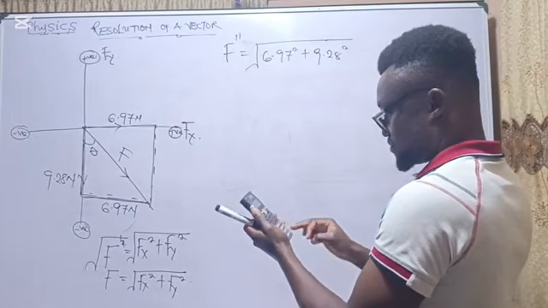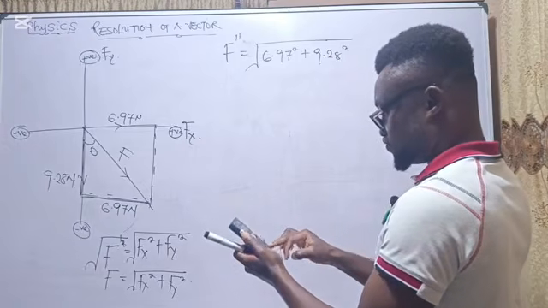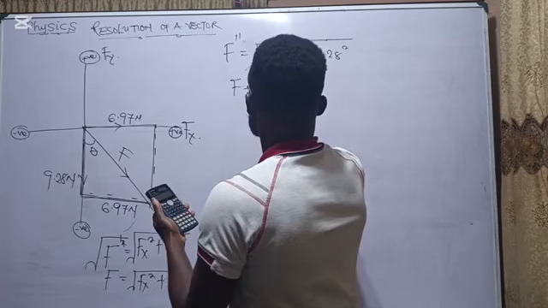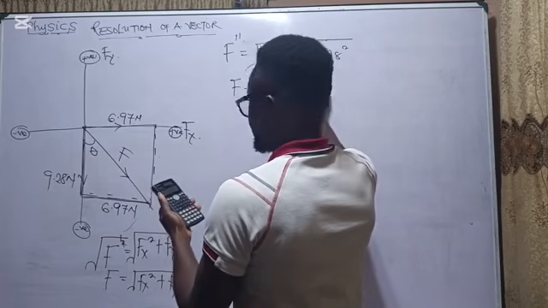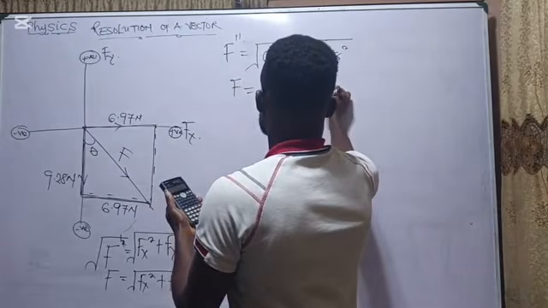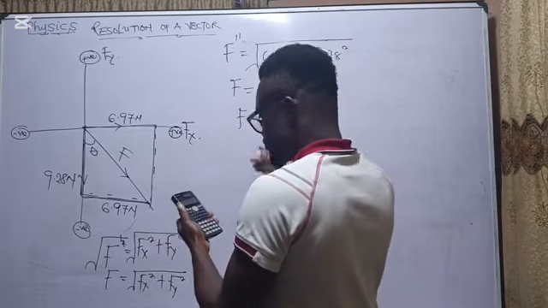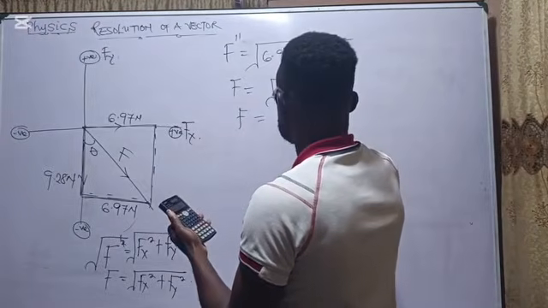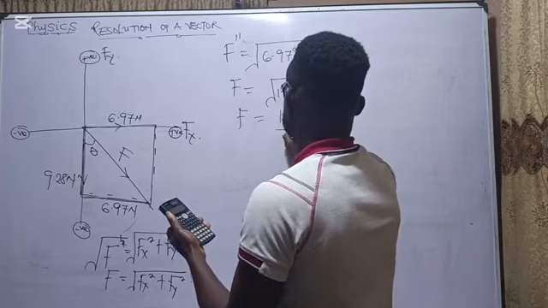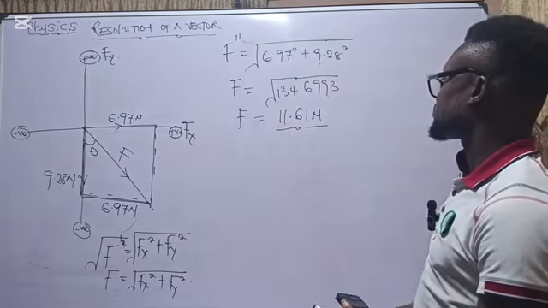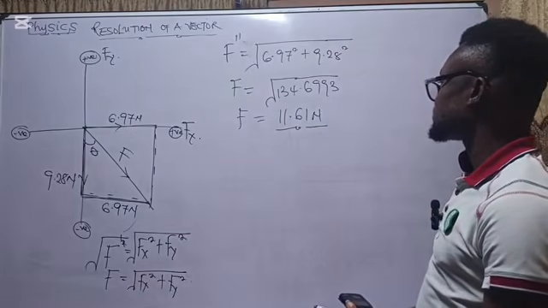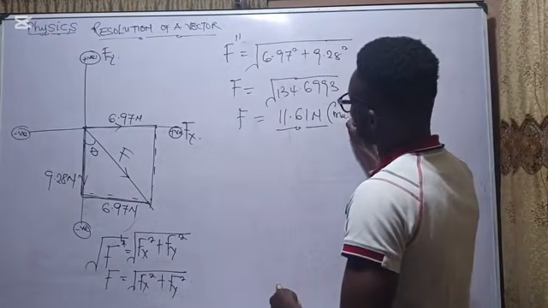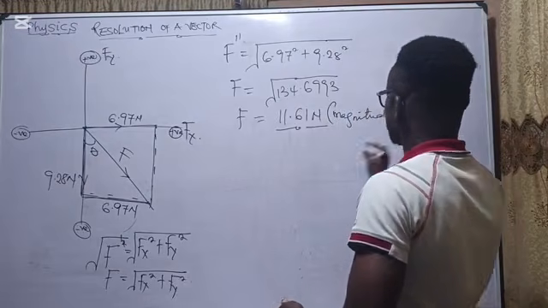6.97 squared plus 9.28 squared. Then the F will give us the square root of 134.6993. Then we take the root of it. Then it's going to give us 11.61 Newton. So we've got the resultant vector, which is 11.6. So in order to get the direction, remember this is just the magnitude, okay? The magnitude of the vector.